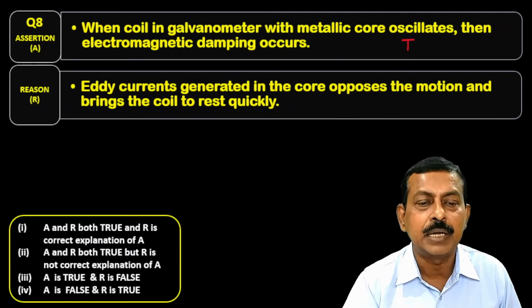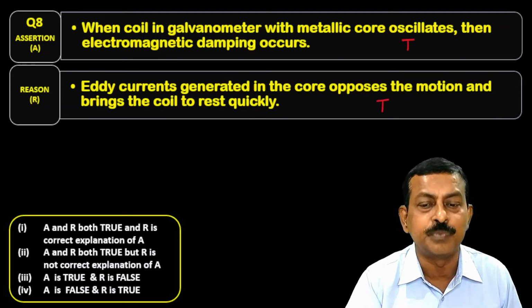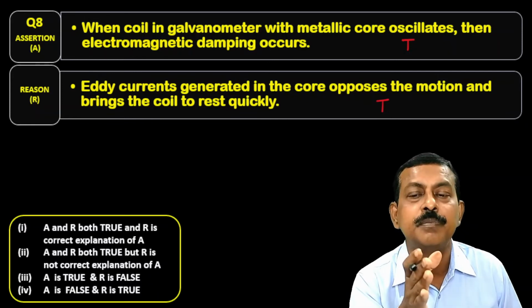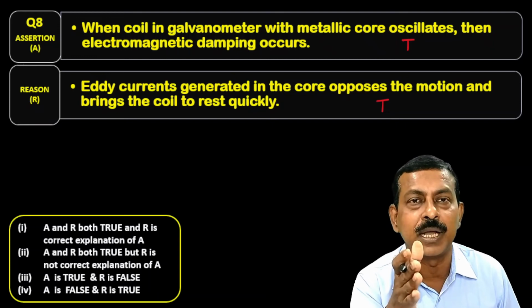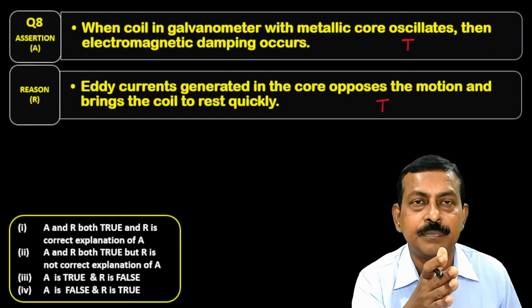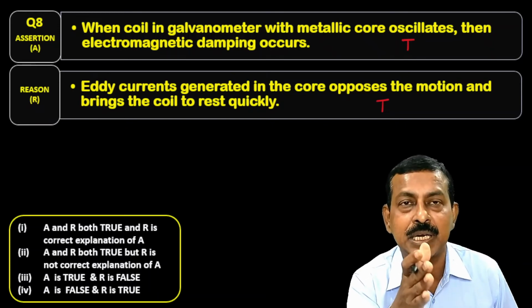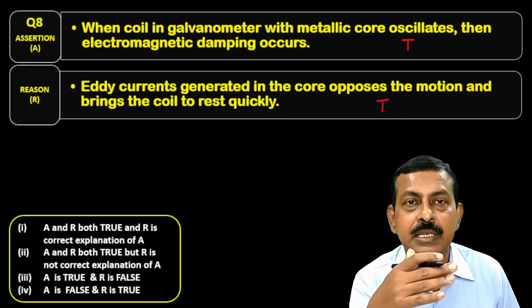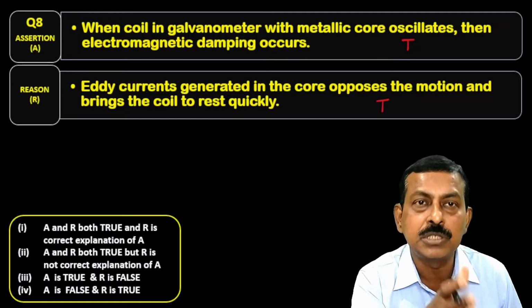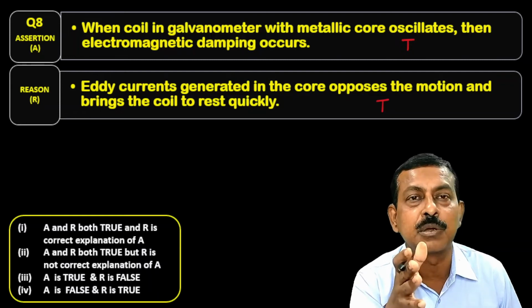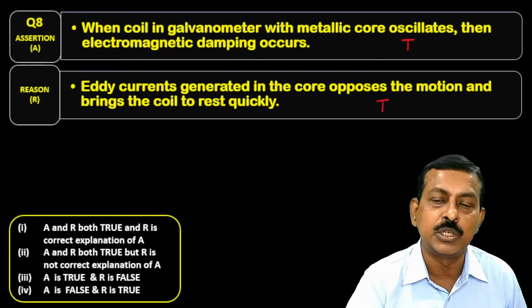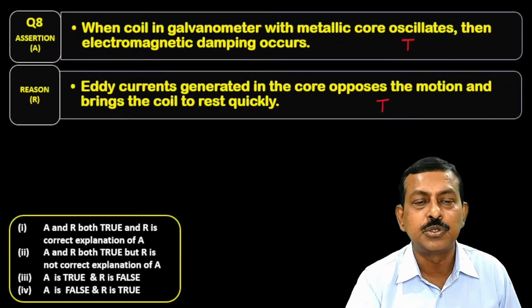And the second part: eddy current generated in the coil opposes the motion and brings the coil to rest quickly. This is also true because the eddy current is generated just because of the motion of that coil, or the conductor, in that magnetic field. So since eddy current is developed, it is opposing the cause which has produced it. And what was the cause? It was the motion of the conductor there. So it will oppose it. So now both are true.